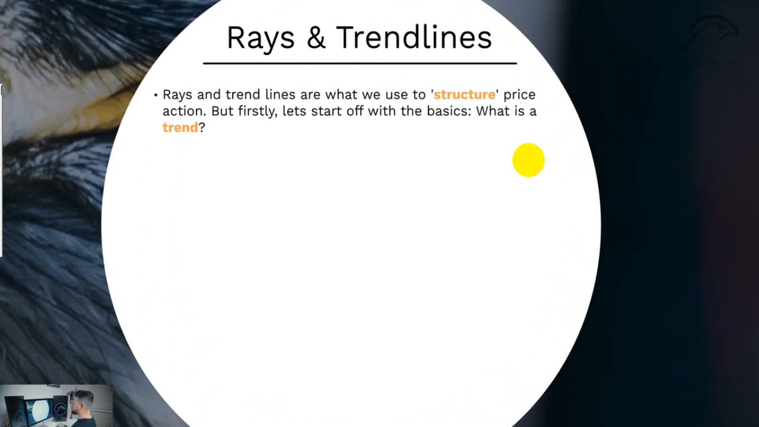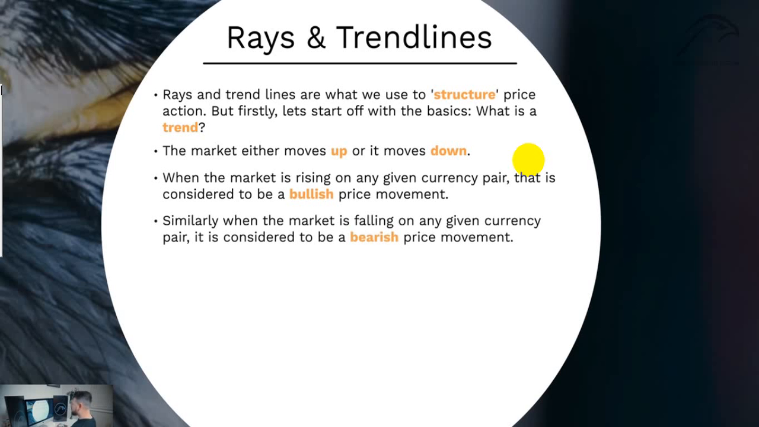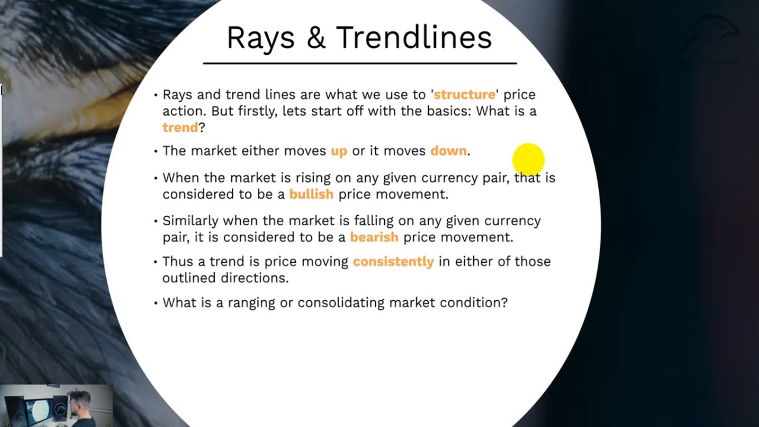But firstly, let's start off with the basics. What is a trend? The market either moves up or it moves down. When the market is rising on any given currency pair, that is considered to be a bullish price movement. Similar to when the market is falling on any given currency pair, that's considered to be a bearish price movement. Essentially, a trend is price moving consistently in either one of those outlined directions, either to the upside or to the downside.